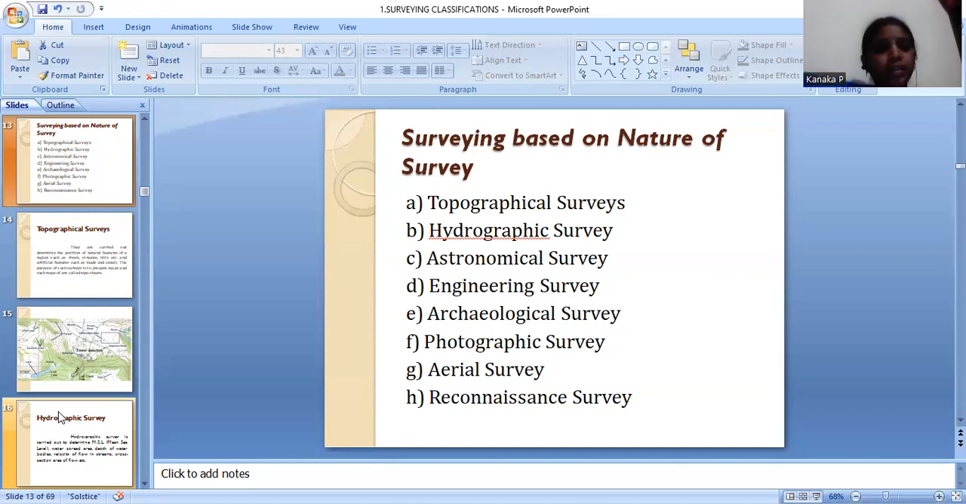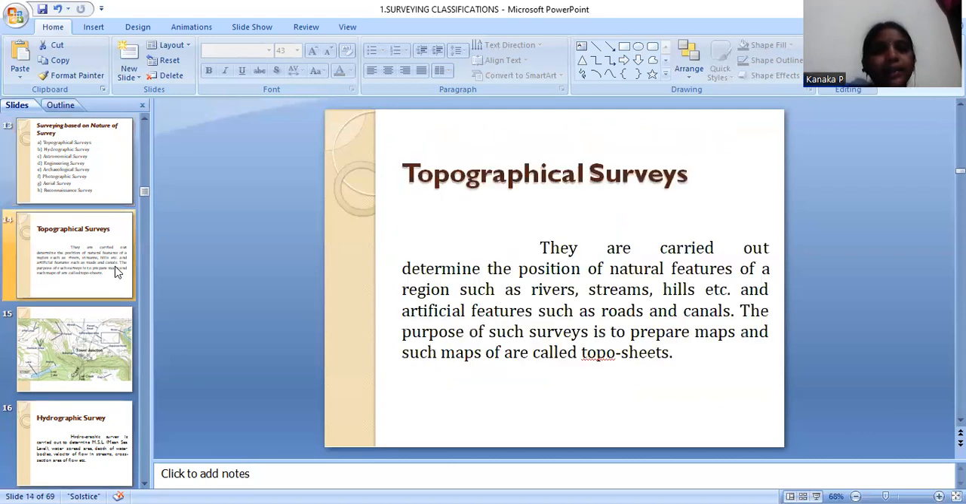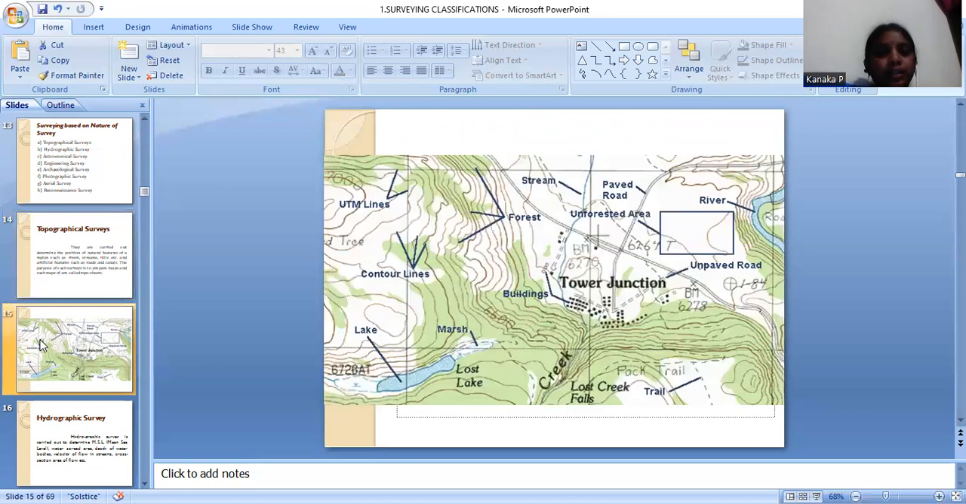Classification of surveying. The main thing of a topographical survey is that it is carried out to determine the position of natural features of a region, such as rivers, streams, hills, etc., and artificial features such as roads and canals. The purpose of such surveys is to prepare maps, and such maps are called topo sheets. This is a topographic map.